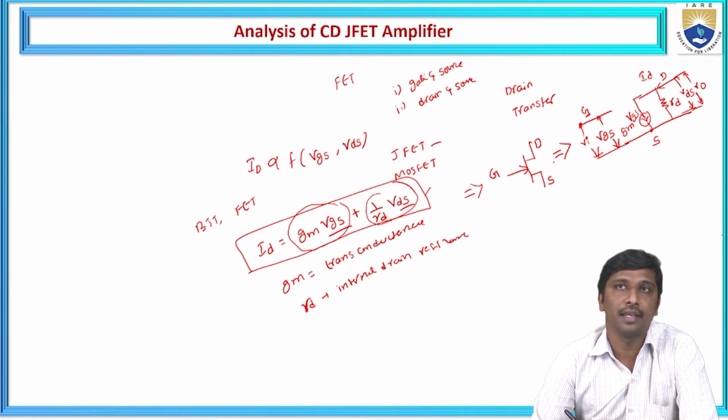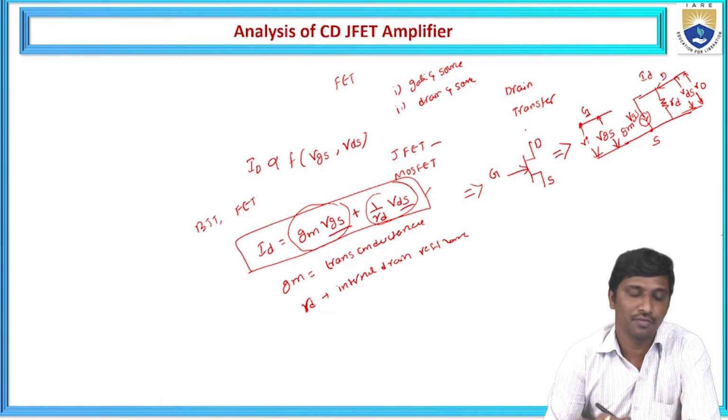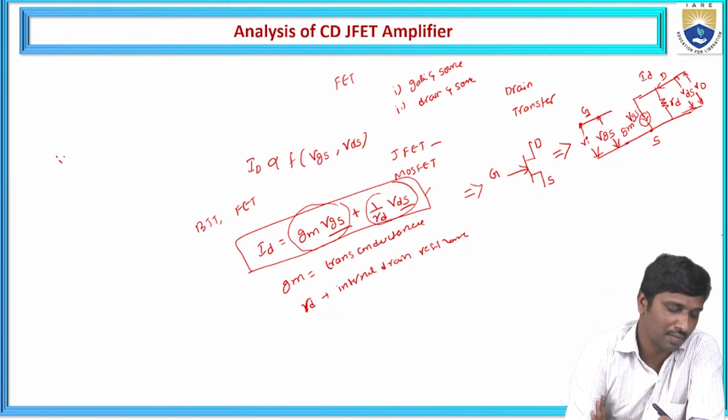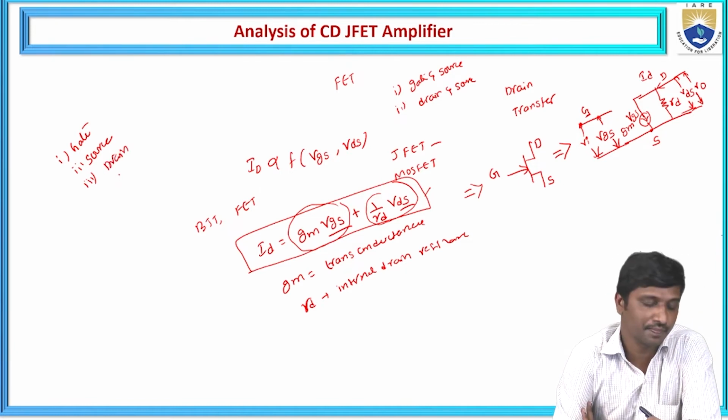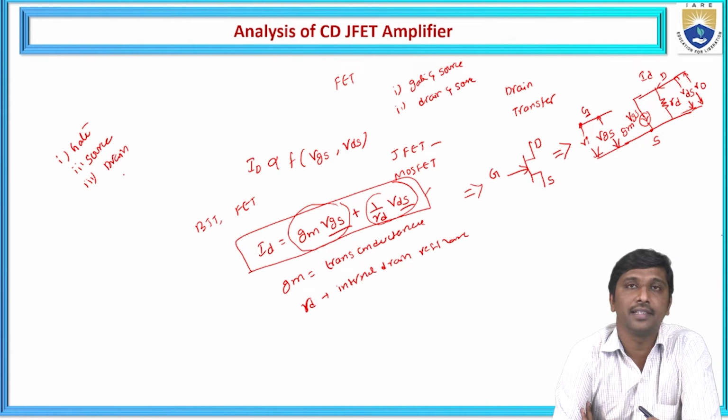the common drain, as a perfect amplifier. What are the requirements to define the common drain as an amplifier? Based on the terminals of the FET, we have three terminals. One is the gate, another is the source, and the third terminal is the drain. Based on these terminals, we have three different configurations.